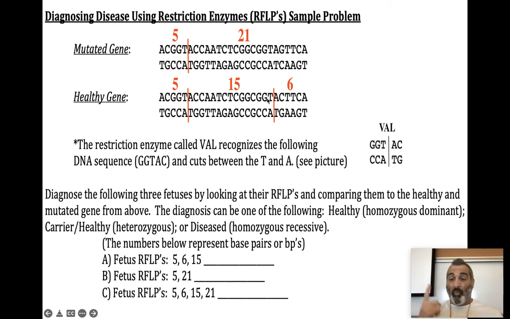So we've done steps 1 and 2. Step 1, cut the DNA, label the cuts. Step 2, count the base pairs in the pieces. And then step 3 is compare the numbers. If someone, fetus A, has pieces, RFLPs are the pieces, they have a piece that's 5, a piece that's 6, and a piece that's 15. Well, 5, 6, and 15 are all matching a healthy person.